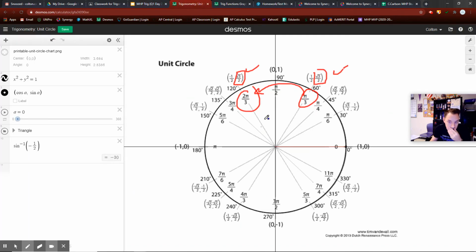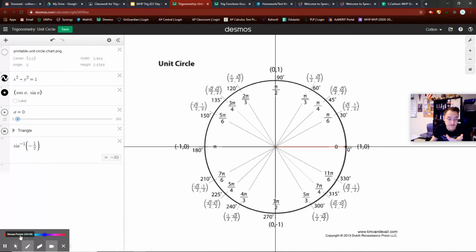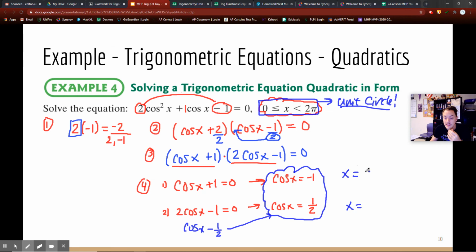So let's go there. So on the unit circle, where does cosine equal negative 1? Remember, cosine is my x, right? Cosine is my x. So right here is where it equals negative 1 on my x. So that is pi. So I'm going to go back. I'm going to say pi.